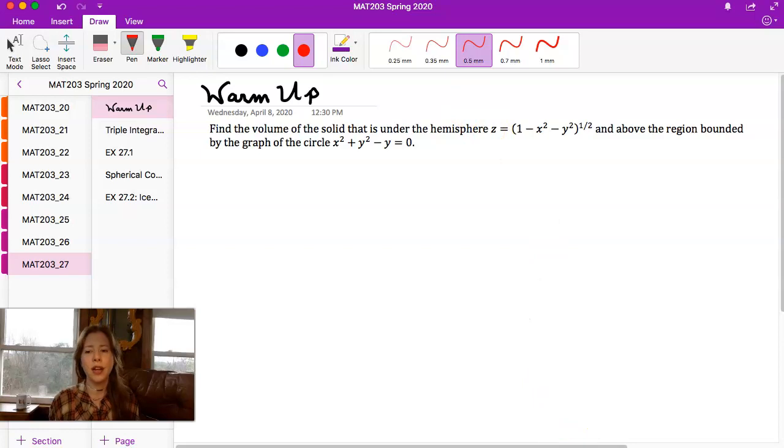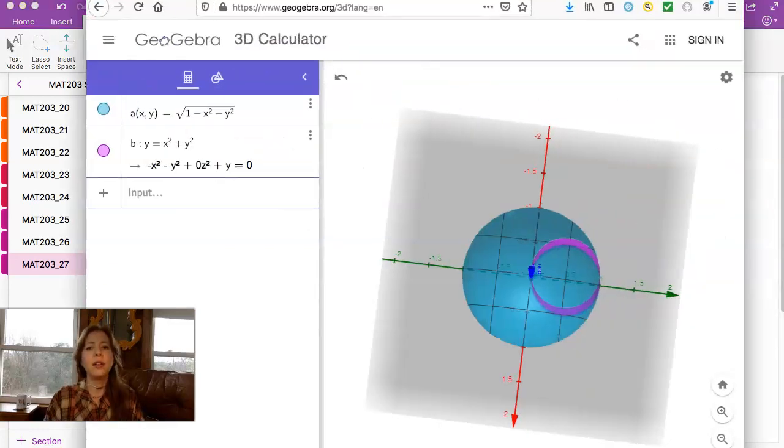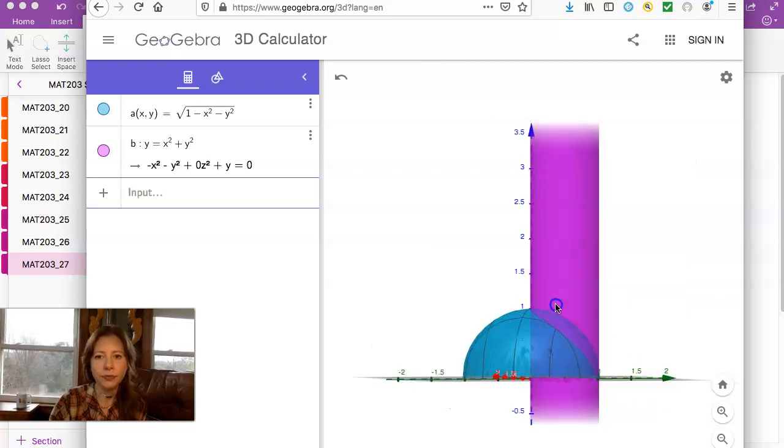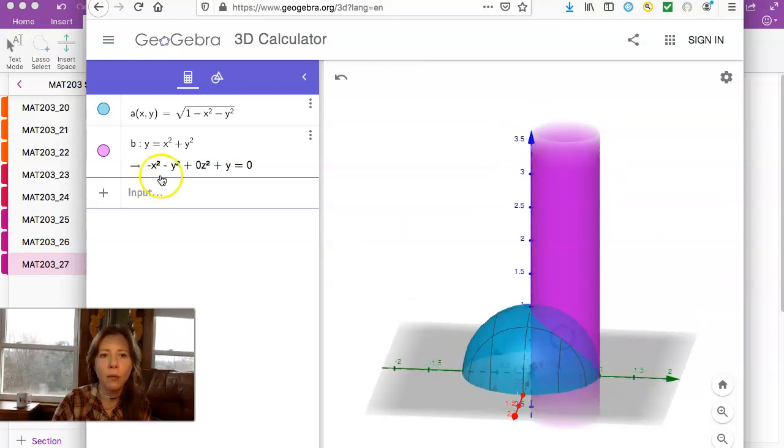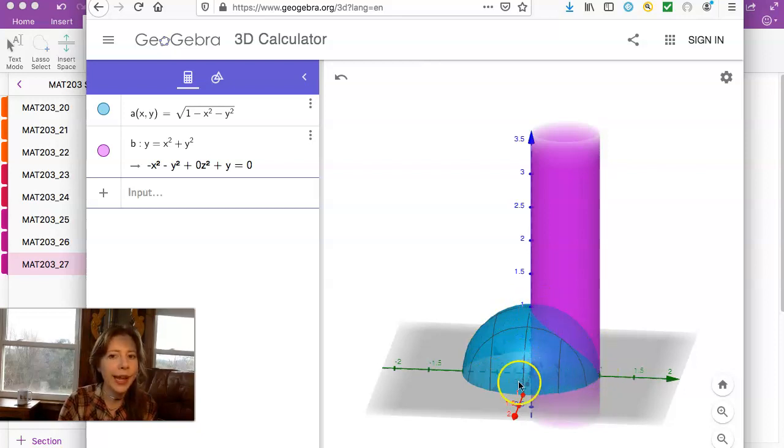Now, let's first take a look at what this region looks like to give you a sense. The blue dome is our blue hemisphere, z equals the square root of 1 minus x squared minus y squared. And then we have the cylinder, x squared plus y squared equals y. What we're trying to do is find a volume that is below a surface and above the xy plane. So we can certainly use a double integral to evaluate this.